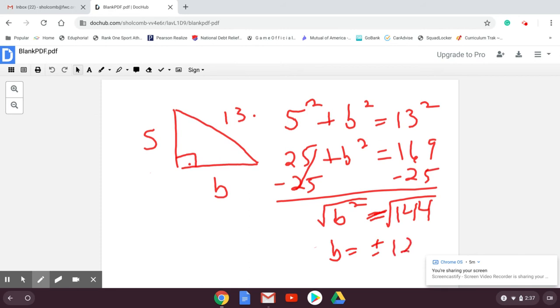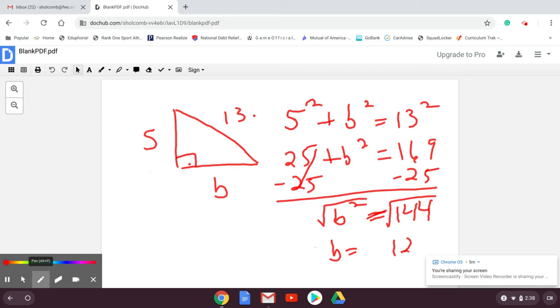Remember that when you take the square root of something to solve for something squared, you should get two answers. Now, that said, we know this is a triangle, so it's impossible to have a negative side on a triangle, so we can go ahead and narrow it down to just b equals 12. All right, so there's how you would solve for a leg.